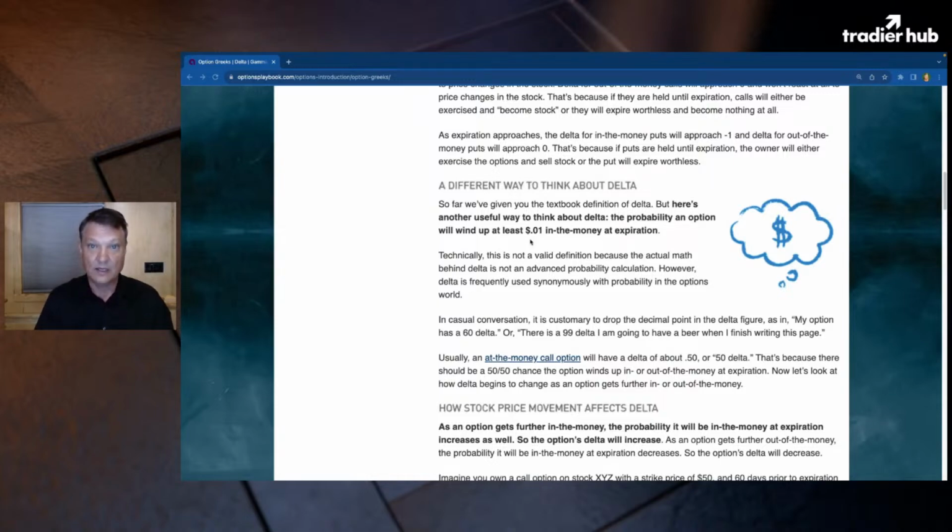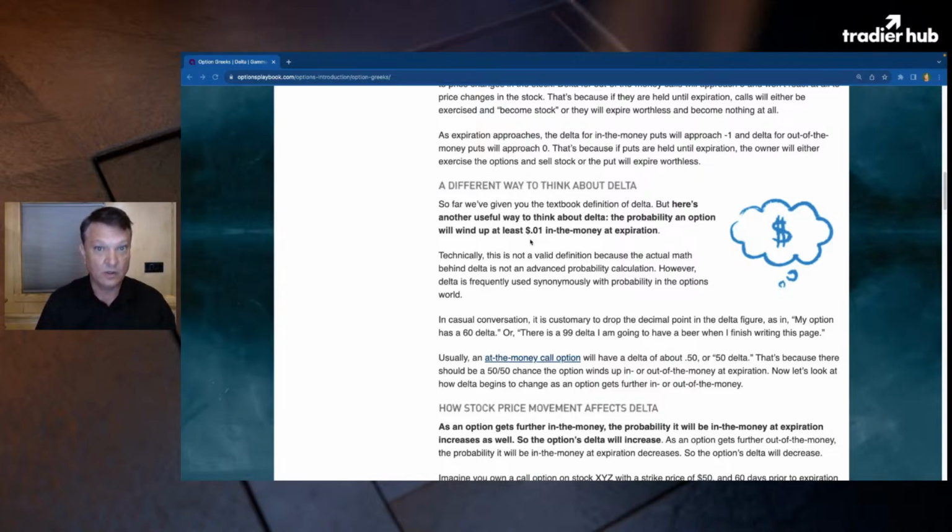Okay, so the non-textbook definition says to me that probability of that underlying stock finishing at least 1 cent in the money. Now, remember, it's not the probability that you're going to make money. It's the probability that it will finish at least 1 cent in the money. So if I think of delta that way, it helps me look at an option contract, say, I think the stock is going to go to here, and it'll give you some idea of how your option should react relative to that stock price movement.